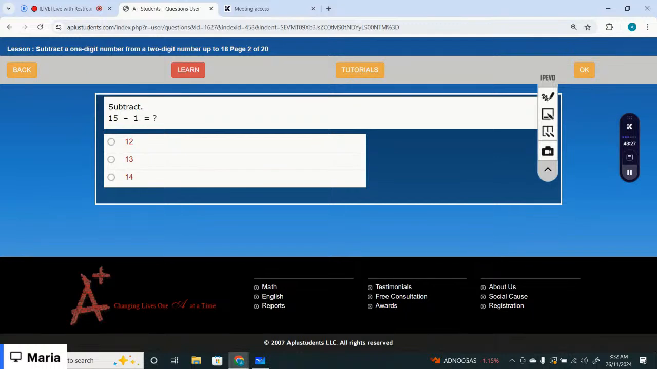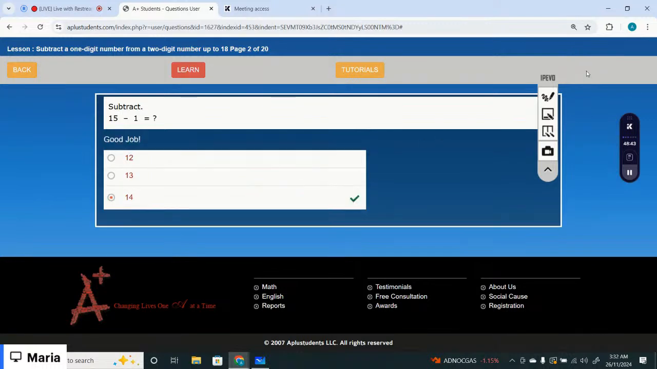15 take away 1, which is the correct option. You have to just go back 1. So 15 take away 1 is 14. Option number 3 is the correct option.